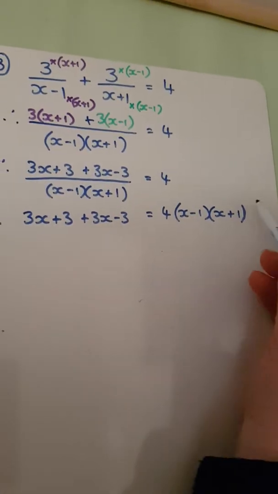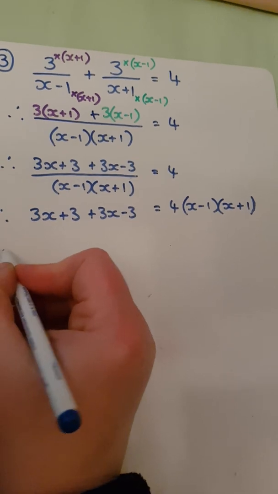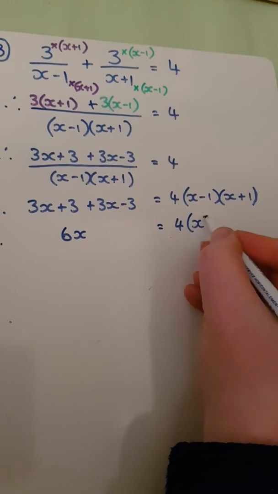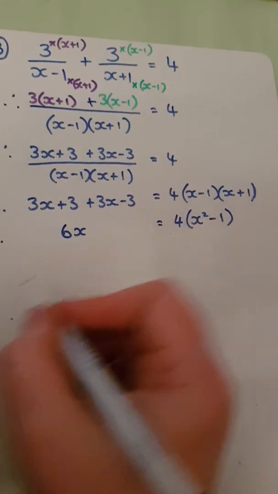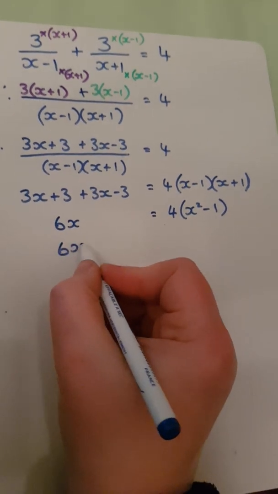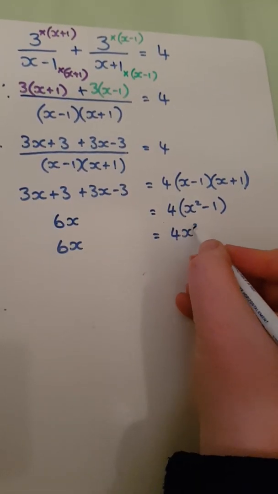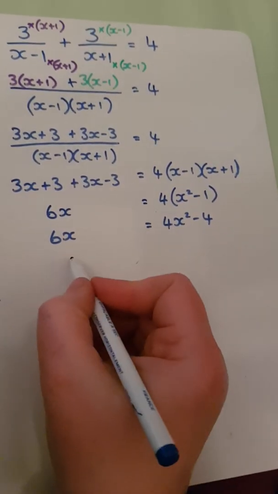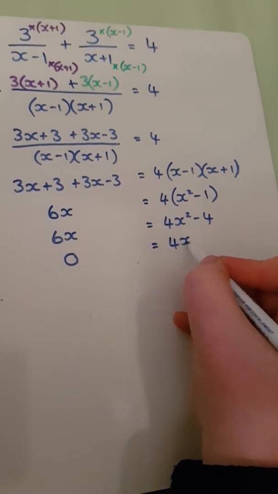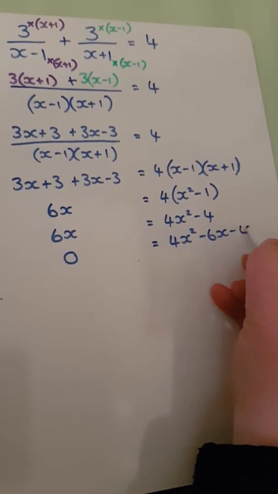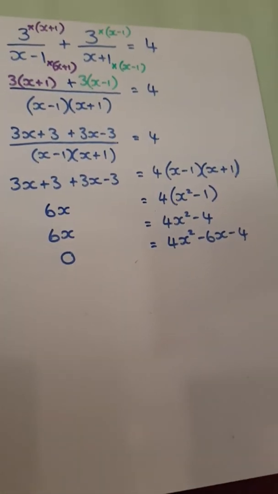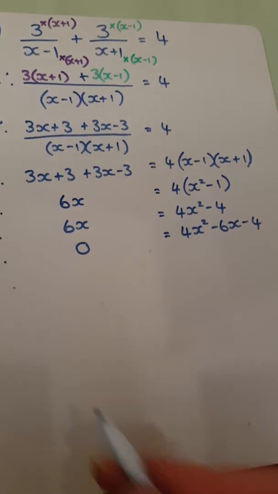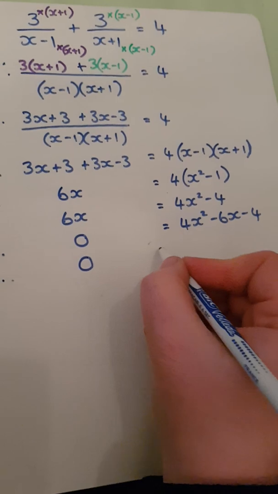So if I do that, I then need to expand this bracket over here. And I've got 6x, the 3's will cancel out, equals 4 times x squared minus 1. We've got a difference of 2 squares there, remember. That gives me 6x equals 4x squared minus 4. It's a quadratic equation, so therefore we have to make it equal 0. So 0 equals 4x squared minus 6x minus 4. What I've got there is a common factor of 2, so because 2 is a number, I'm allowed to divide the whole thing by 2, which will make it easier when I'm factorising.